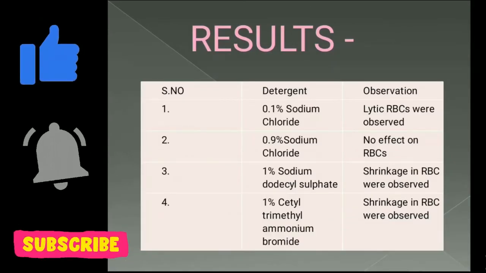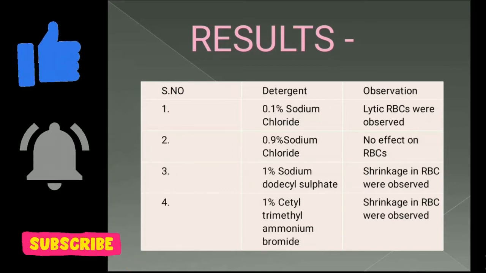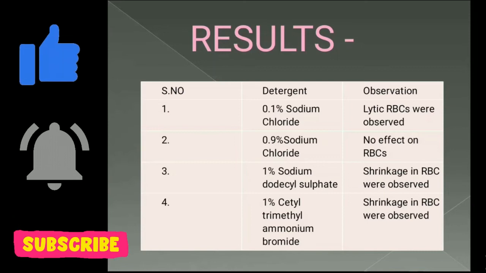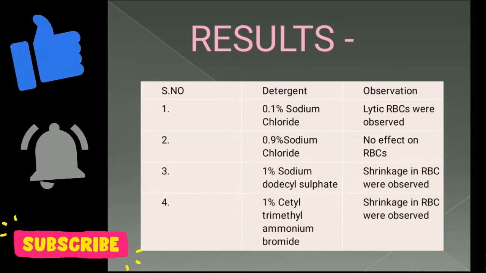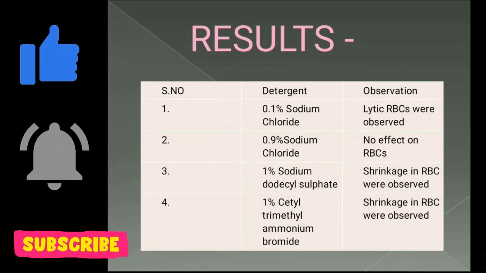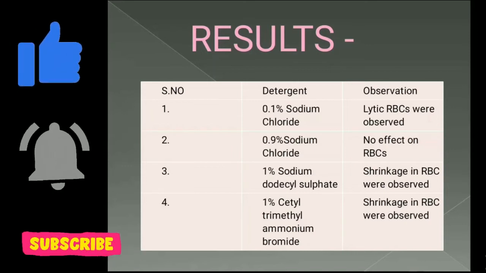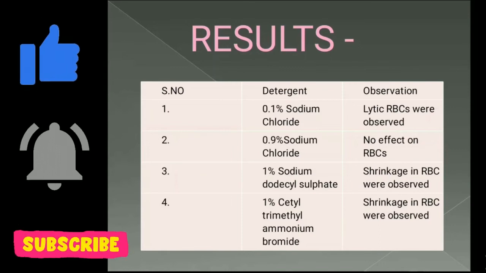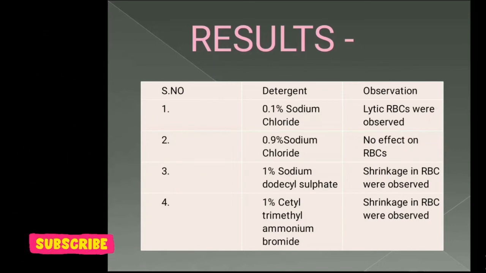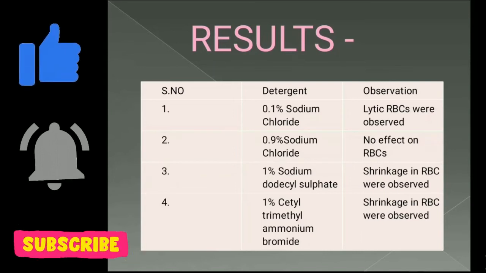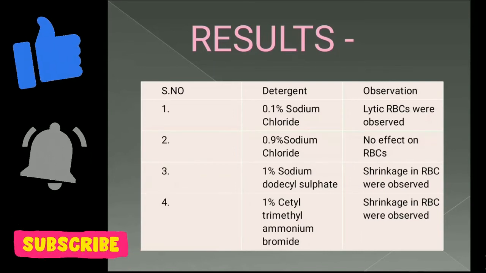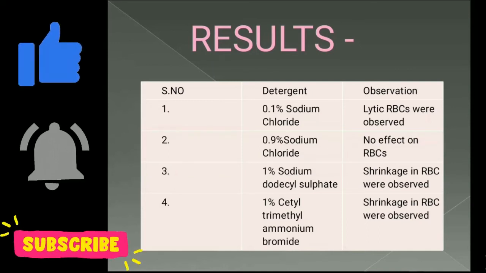The results of the following experiment are: first of all, when the RBCs were placed in 0.1% sodium chloride, which is a hypotonic solution, the RBCs will undergo swelling as the water from outside of the cell has entered inside of the cell and has led to the swelling of the RBCs due to concentration gradient. Second, when 0.9% sodium chloride is used and RBCs are placed in it, then no effect is observed as the concentration is the same in the interior and the exterior of the cell.